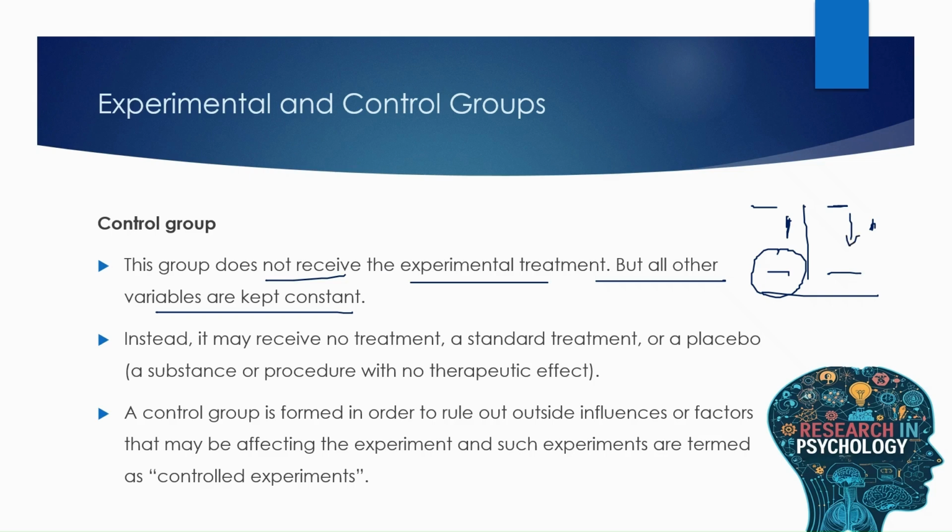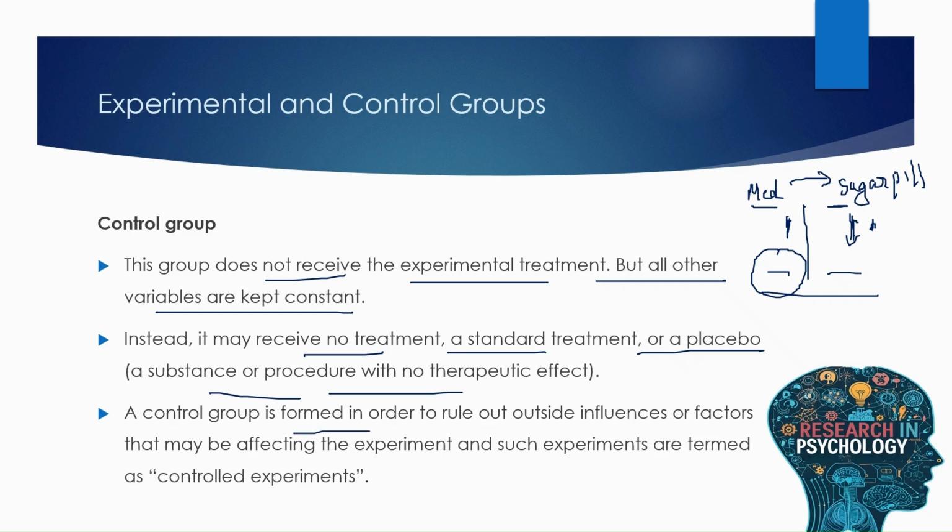So the control group may receive no treatment, a standard treatment, or a placebo. Now, what is a placebo? It is a substance or procedure with no therapeutic effect, which means if I'm giving them the medicine, I might be giving them a sugar pill, something that mimics the medicine visually but will not have the same effect as the medicine. But they will also have that belief that they got the tablet or the drug, right? So this is the control group.